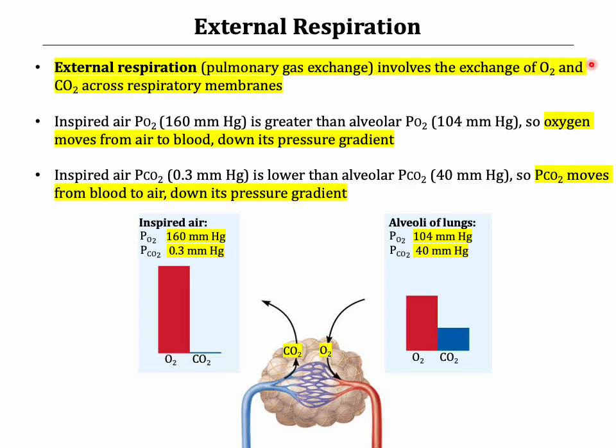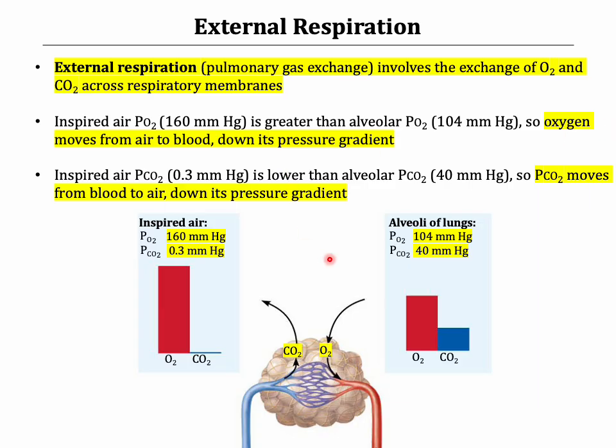Taking a look at external respiration and thinking about the partial pressure of oxygen and carbon dioxide gas, the visual down below shows the concentrations for the air within the alveoli compared to the blood of the pulmonary circuit associated with the alveoli. We see with the inspired air that the partial pressure of oxygen is greater than what we find in the alveoli, so about 160 millimeters of mercury versus 104.